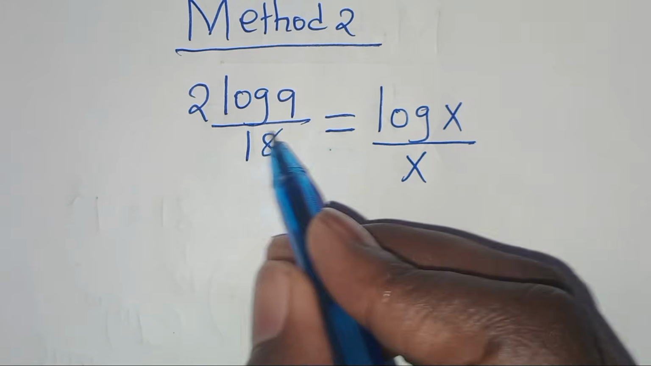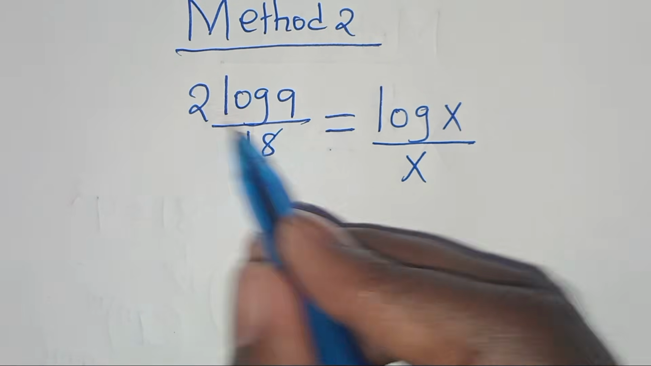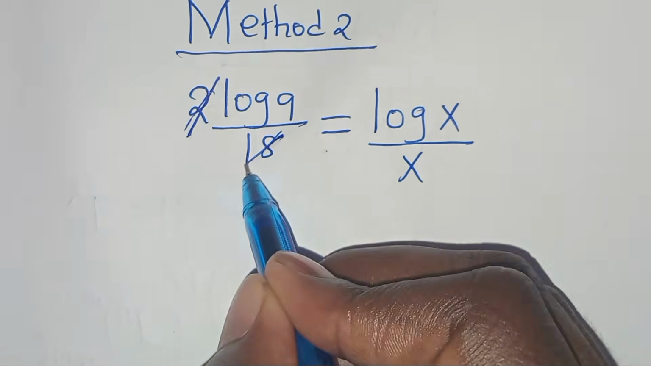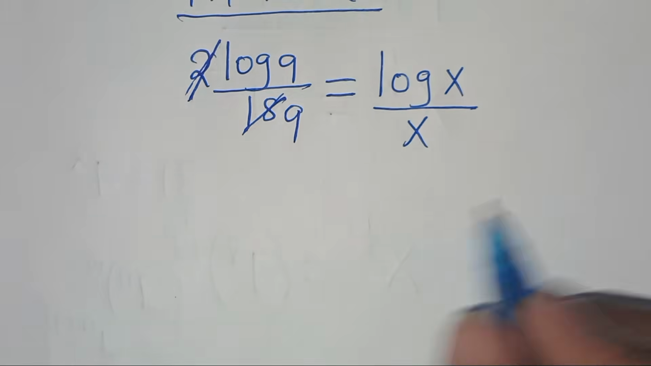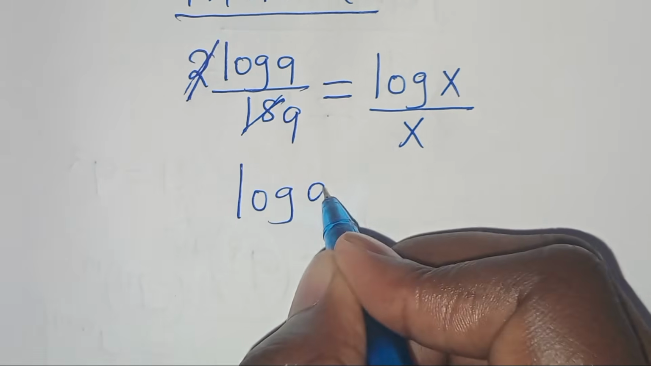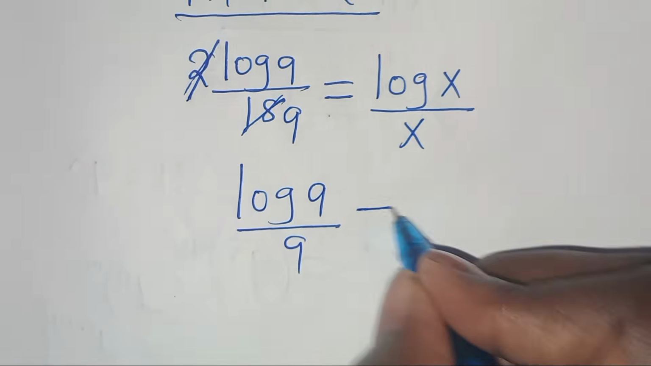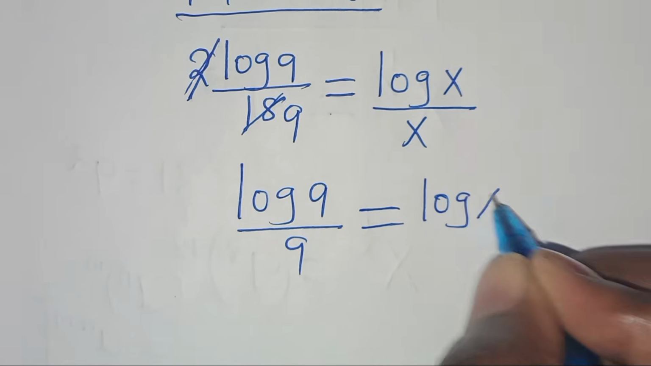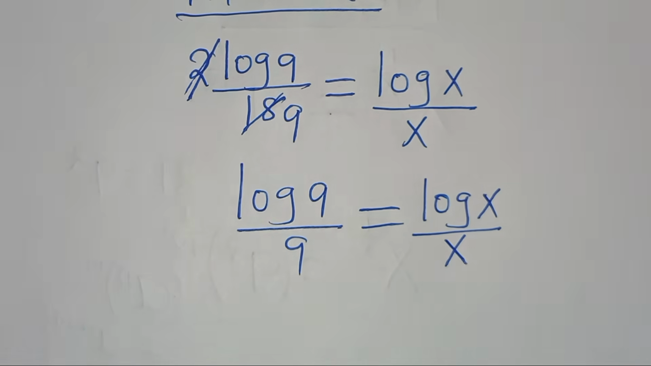Now let's simplify this 18. Let's divide 18 by 2, 1, and 18 divided by 2 is 9. So we have log 9 over 9. This is equal to log x divided by x.